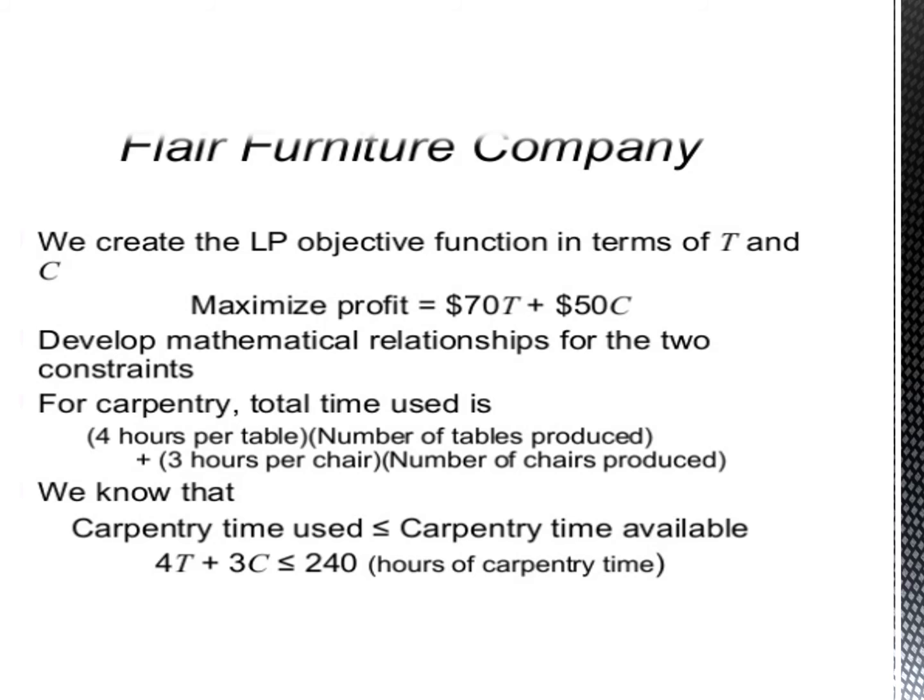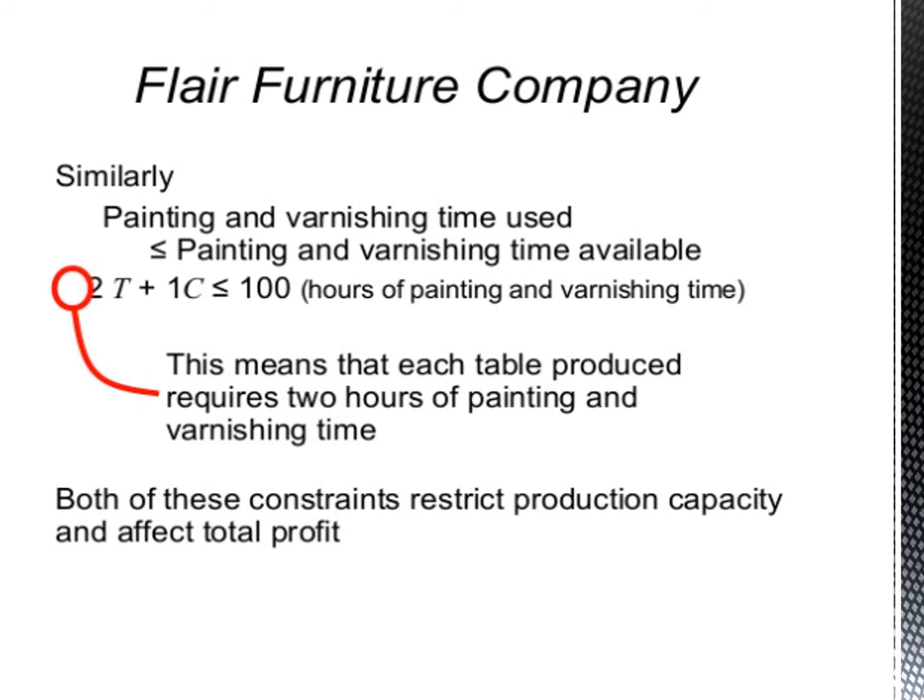We know that carpentry time used is less than or equal to carpentry time available: 4T plus 3C is less than or equal to 240 hours of carpentry time. Similarly, painting and varnishing time used is less than or equal to painting and varnishing time available: 2T plus 1C is less than or equal to 100 hours of painting and varnishing time.